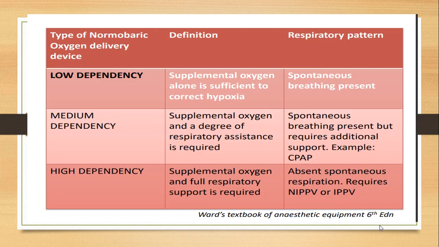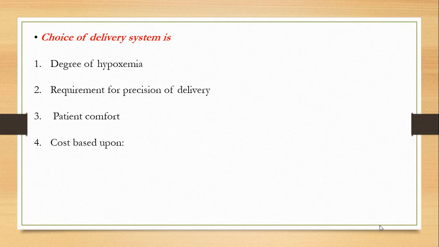Low dependency is the situation where supplemental oxygen is required by the patient, but the patient is predominantly spontaneously breathing. In a medium dependency, along with oxygen, partial support like CPAP may be required by the patient. And high dependency is where respiratory support with an NIPPV or an IPPV mode is required for the patient.